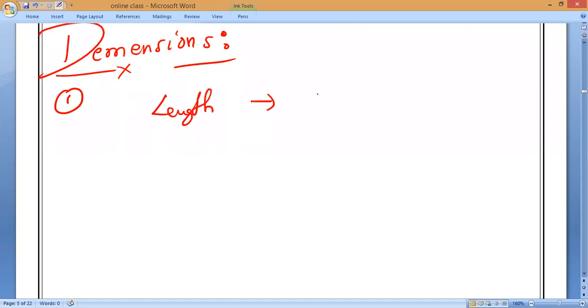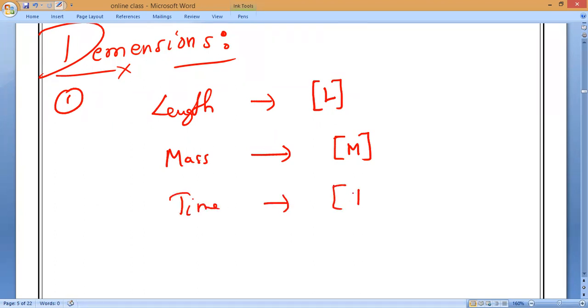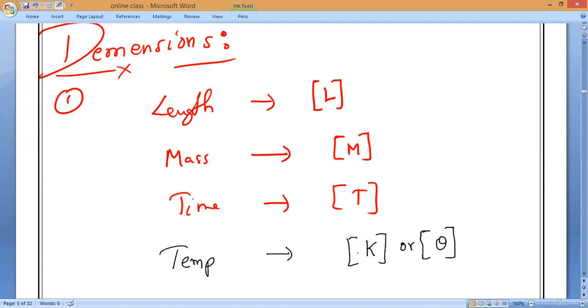One is length. The dimension of length is L, I am writing it in brackets. Next, mass. Mass dimension is capital M. Next, time dimension is capital T. Keep it in mind, it is not the symbol, it is the dimension. Next, temperature. What is the SI unit of temperature? Kelvin, represented with K or theta.